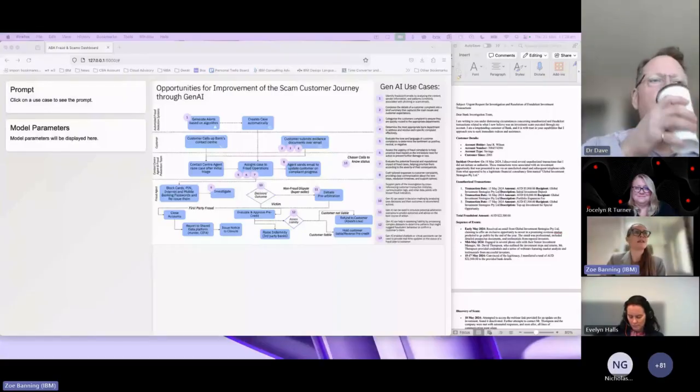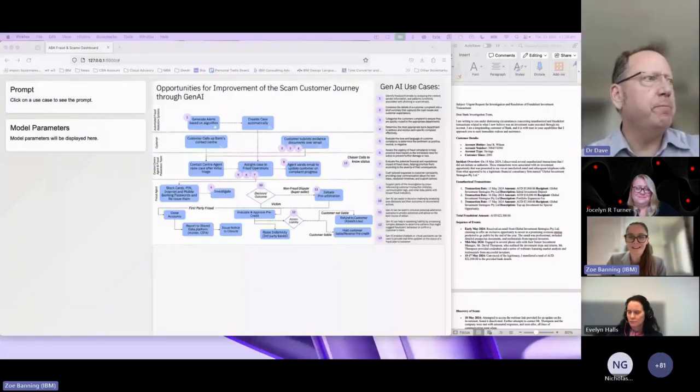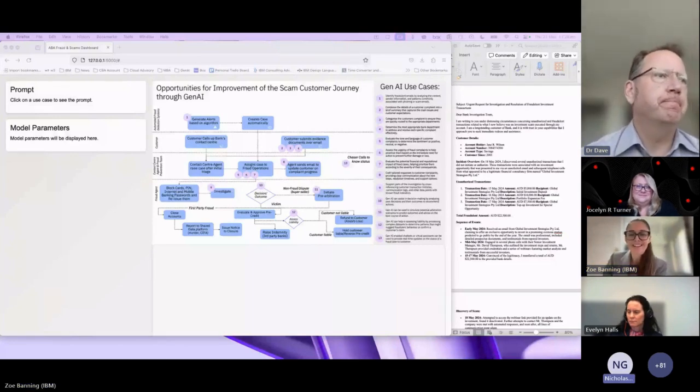Great. Yeah, Dave, let me just share my screen. All right, just checking that you can see my screen and you can see the user journey map. You can hear me okay? Yes, we can, Zoe. Awesome.